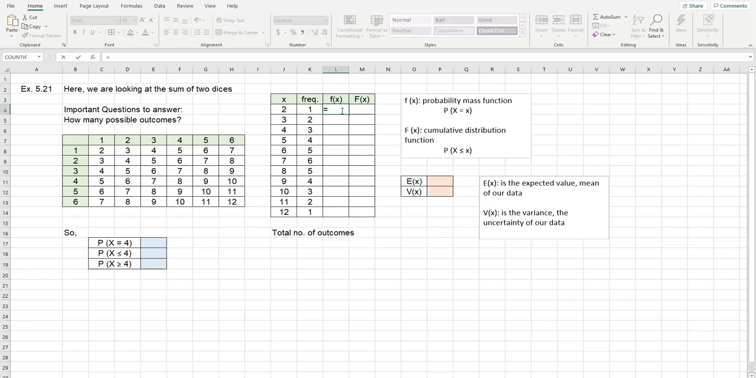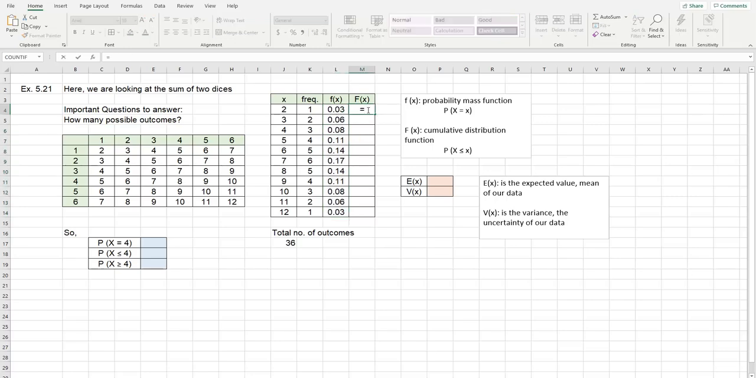Now, to find the probability mass function, we're basically just looking for the probability of the value itself. Before we do that, we need to figure out the total number of outcomes. To find it, we just take COUNT and put that formula down, which gives us 36. So our probability would be frequency over 36, and that gives us our probability. We drag it down, and that gives us the probability mass function for each x value.